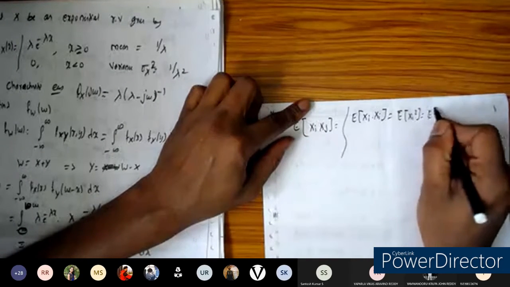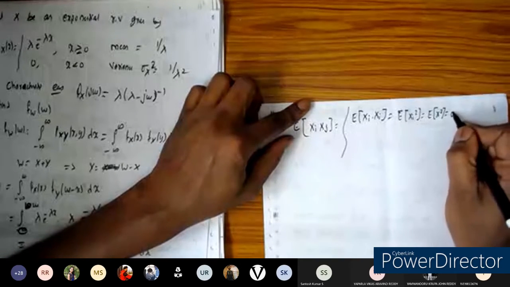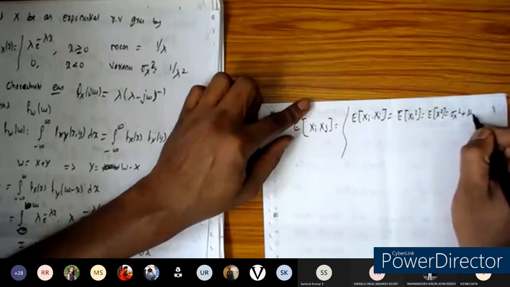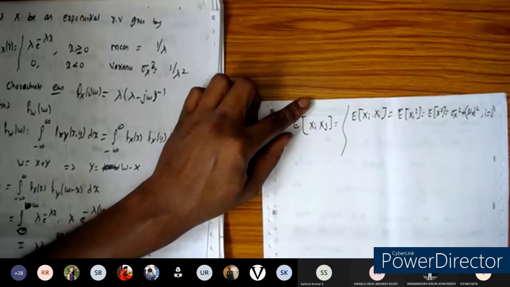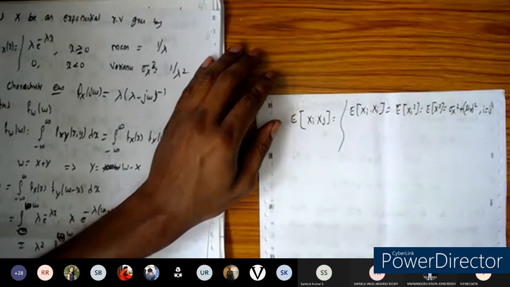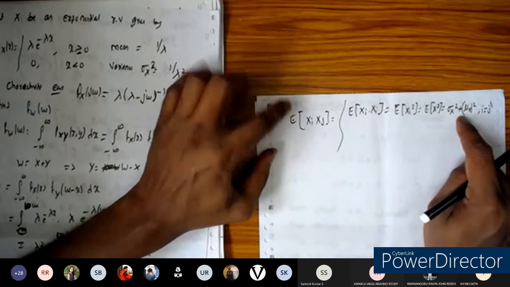So this can be written as the expected value of x square, and this is nothing but sigma x square plus mu x the whole square, because this is the case for i is equal to j. So this is the quantity you are going to get.